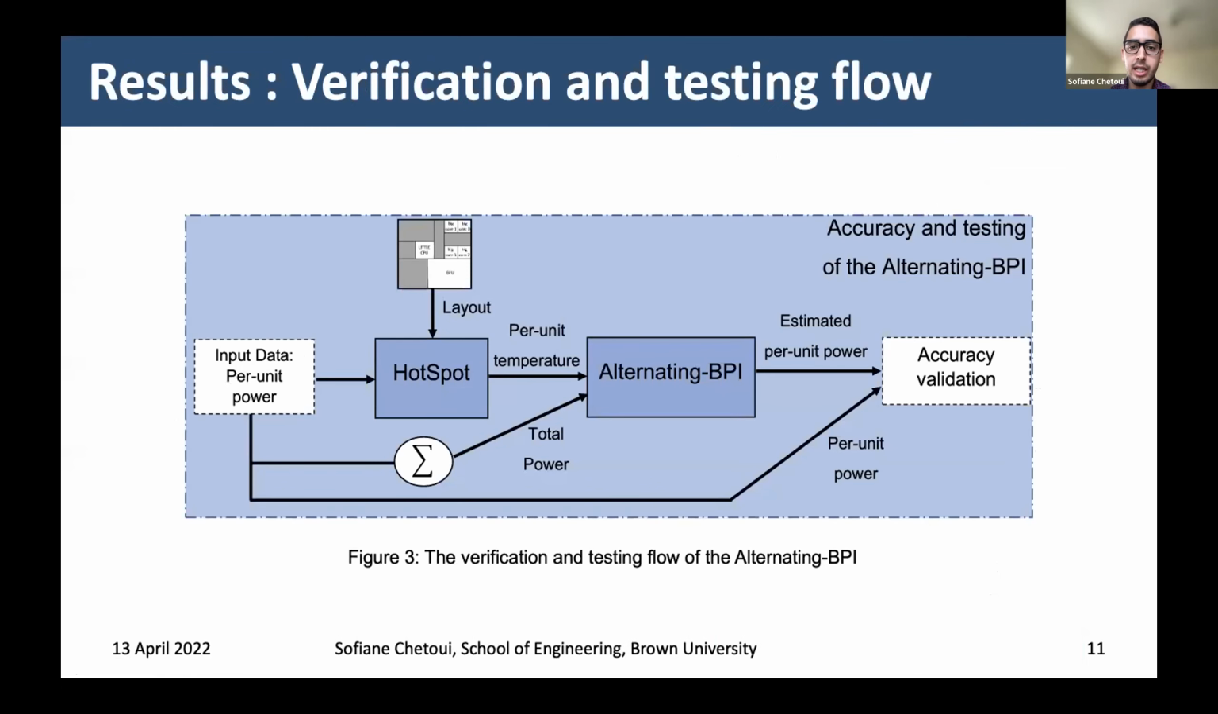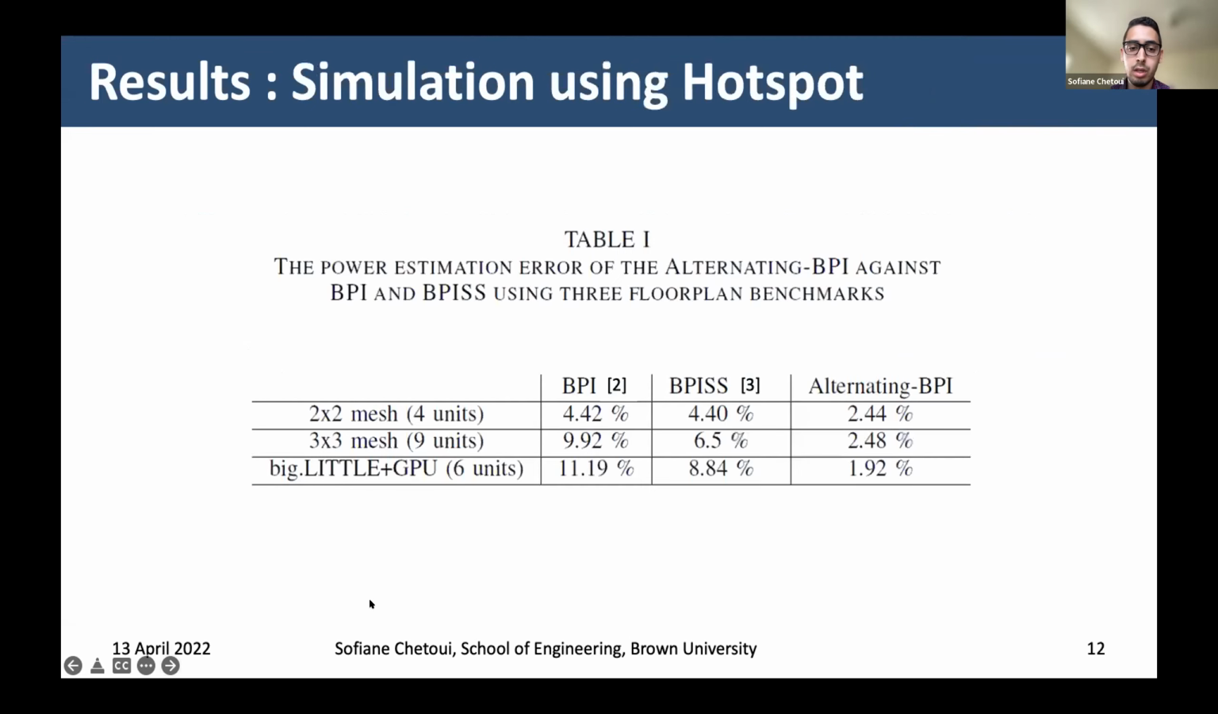So in order to verify the proposed work, we used HotSpot, which is a thermal simulator that takes as input the total power and the per unit power consumption, and gives as output the per unit temperature. And we also give it as input the layout that we would like to estimate the temperature for. And then we give as input to the alternating BPI, as previously mentioned, the per unit temperature and the total power. And then the alternating BPI is supposed to estimate the per unit power, which we can compare to the per unit power that we gave as input to HotSpot to verify the accuracy of the model.